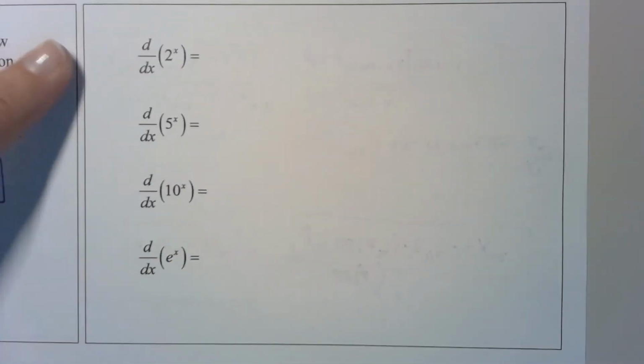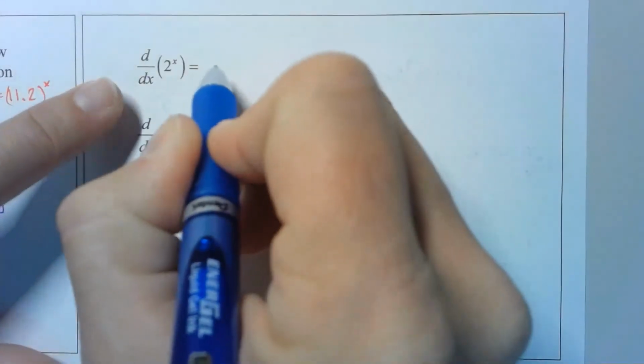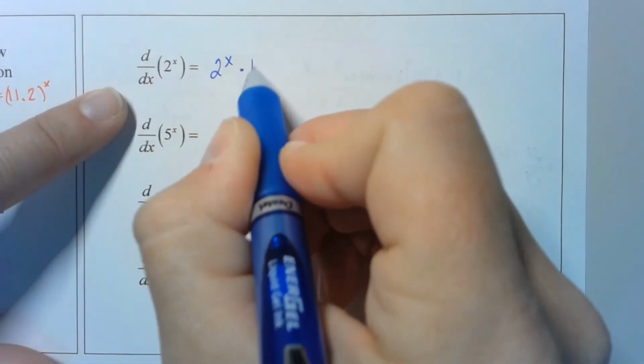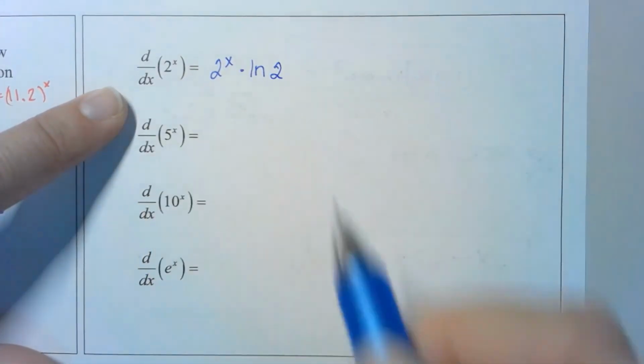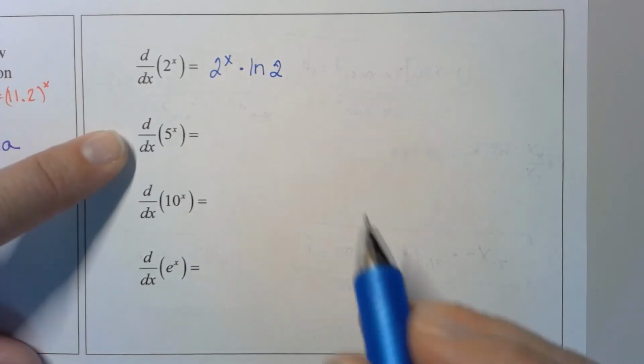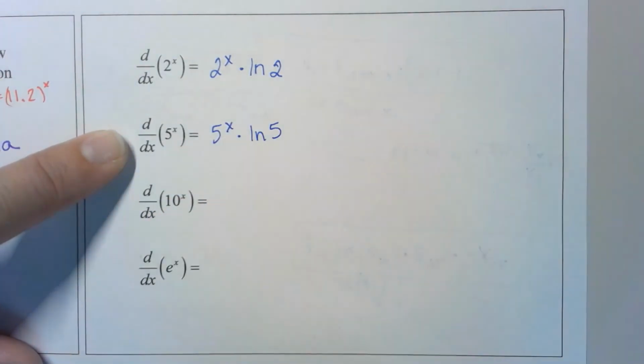All right, so here we go. I've got 4 derivatives. What is the derivative of 2 to the x? Well, it's itself, 2 to the x. But then we need to multiply by the natural log of the base, so the natural log of 2. That's it. That's the answer. The derivative of 5 to the x is itself times the natural log of the base, so the natural log of 5.